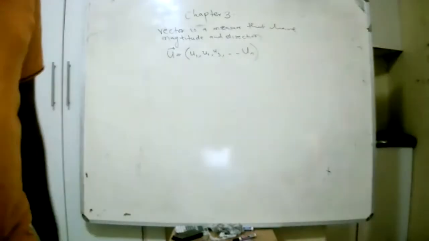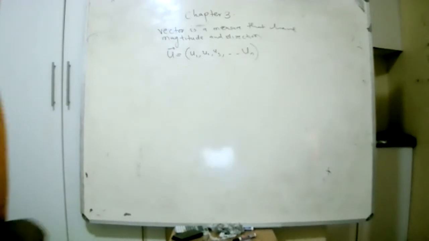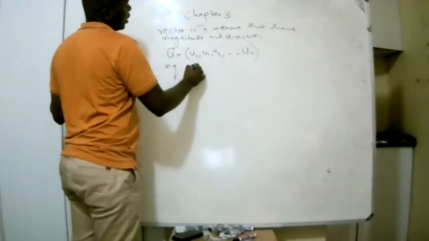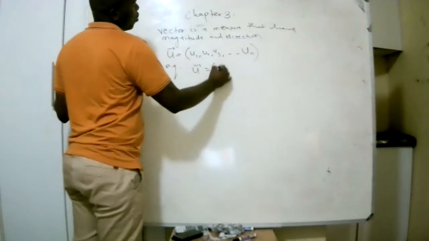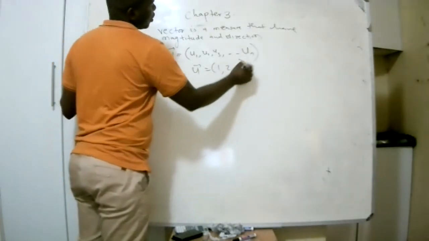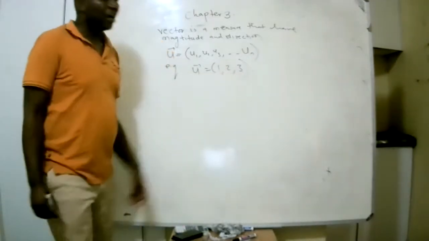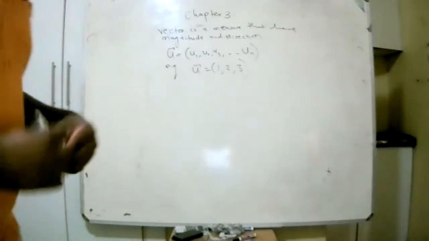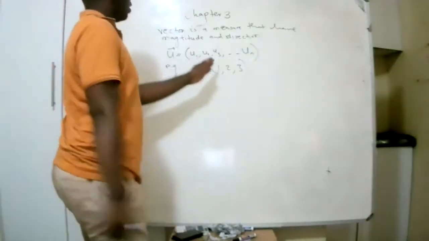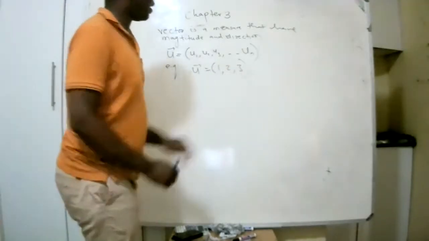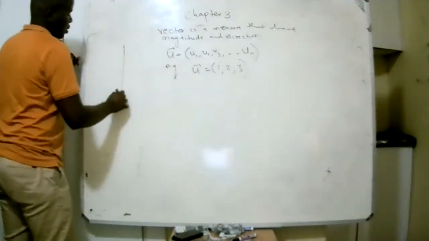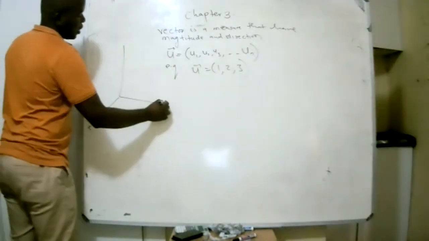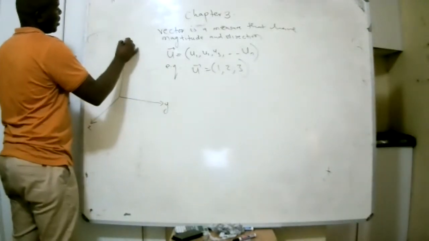So vector U must have components, which we can write, for example, as U = (1, 2, 3). So this is a vector in how many dimensions? In 3 dimensions. So it's in the X dimension, Y dimension, and Z dimension. Here we have X, then Y, and then Z.